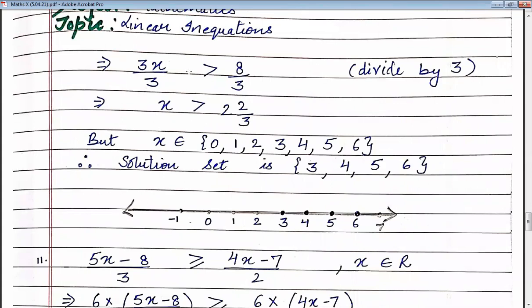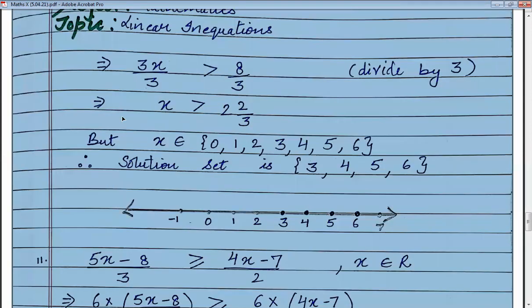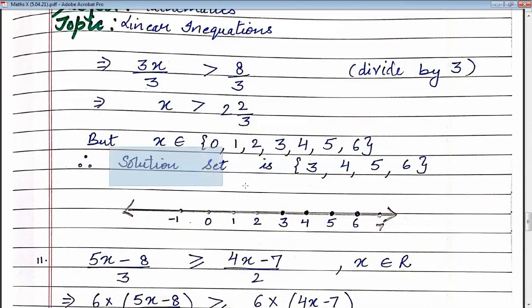Now let's move on to the value of x. Now children, we had 3x greater than 8. To get the value of x, divide both the sides by 3. So 3x divided by 3 greater than 8 divided by 3. Now please cancel them. After cancellation, your answer is x greater than 2 2/3. So now children, you know that your replacement set is 0, 1, 2, 3, 4, 5, 6, and select all the values which are greater than 2 2/3.